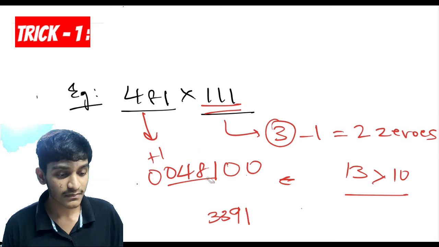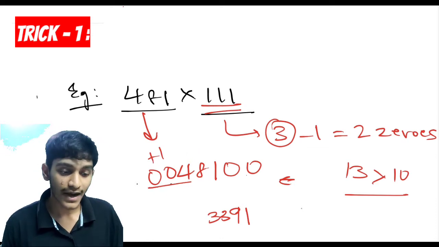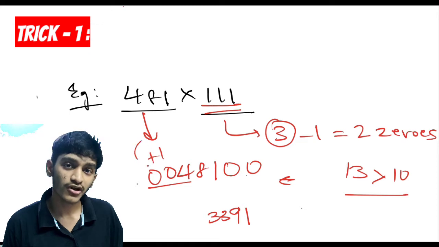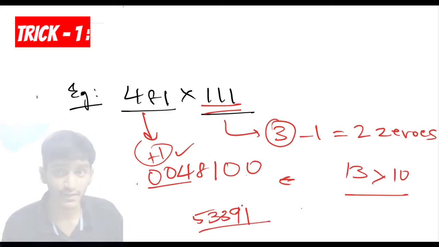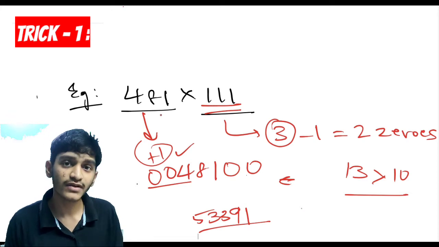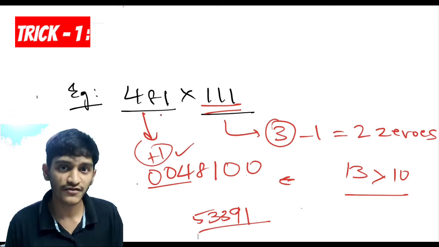Now take the next 3 numbers, 0, 0, 4. Adding them, 0 plus 4 gives you 4, and adding the carryover gives you 5. So the final answer that you must be getting is 53391. Hence we have again utilized trick number 1 to solve this problem efficiently.